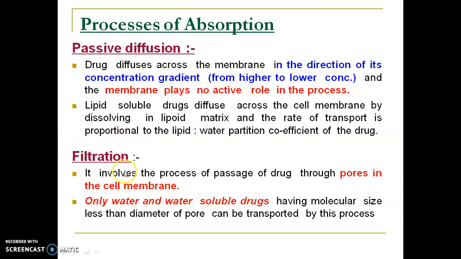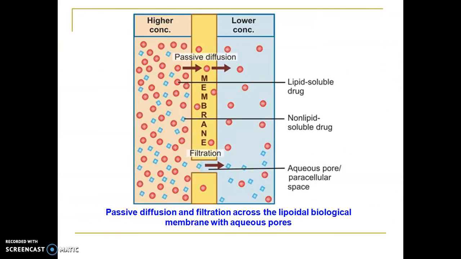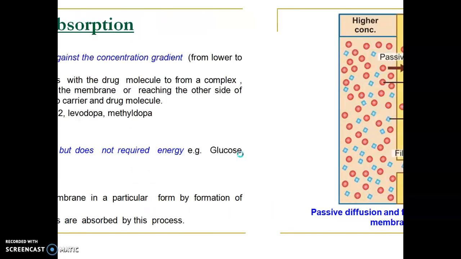The next process is filtration, wherein the drug passes through the pores in the cell membrane, and only water and water soluble drugs having molecular size less than the diameter of the pore can be transported by this process. This is a diagrammatic representation: higher concentration on one side of the membrane and lower concentration of drug on the other side. In passive diffusion, drugs are transported from higher to lower concentration by dissolving in the lipoidal matrix. In filtration, drugs pass through the pores in the membrane. So this is all about passive diffusion and filtration.